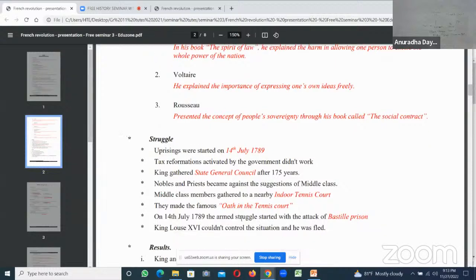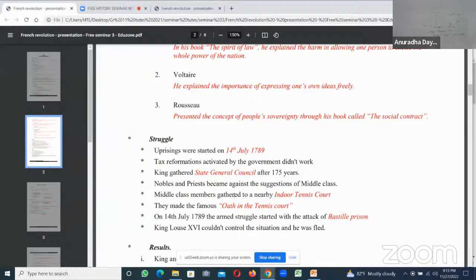On 14 July 1789, the armed struggle started with the attack on the Bastille prison. So in a normal class, normally we don't follow this speed. But here I have to discuss and finish this section only, so I'm just going so fast. Otherwise, we would go a bit slower. King Louis XVI could not control the situation, and he fled.